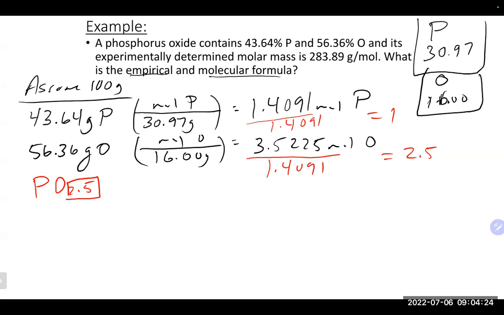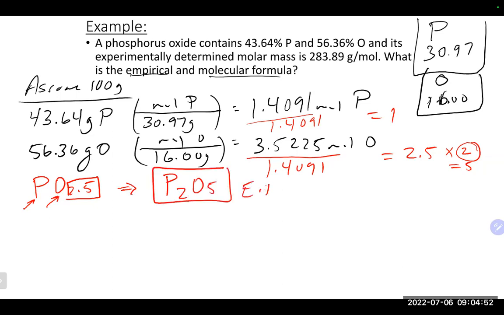So we're going to figure out a number to multiply the 2.5 by to get to a whole number, which clearly, if we take 2, would get us a 5. So that is the factor we would want to multiply by. And it's not just the oxygen, we do need to multiply everybody by that too. Multiplying by 2 gives us the proper empirical formula, P2O5 in this case. Any questions up to there?